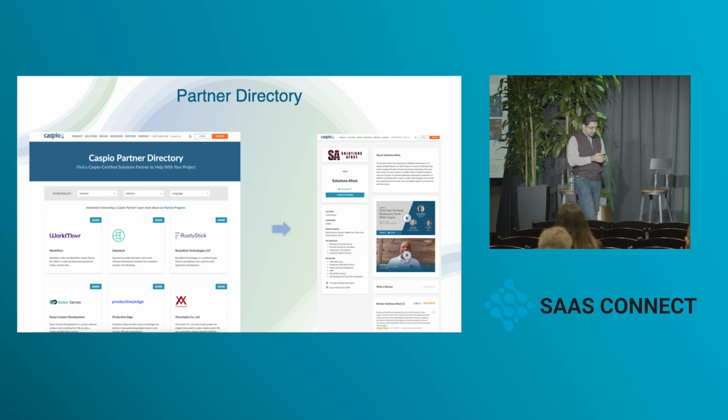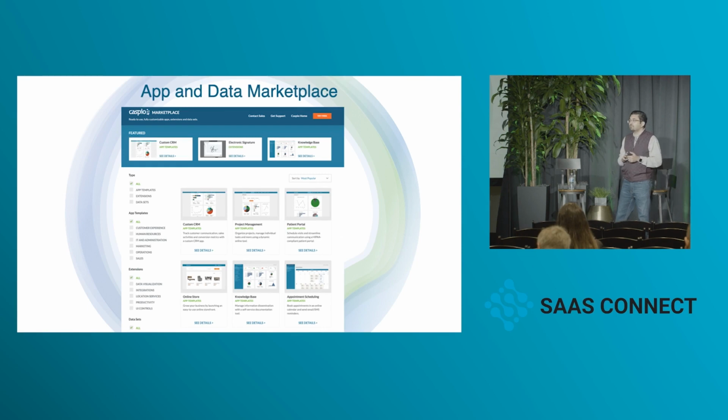Another, and I know marketplaces have been spoken about quite a bit today, and I completely agree with the other speakers that marketplaces are becoming very vital for the whole ecosystem.